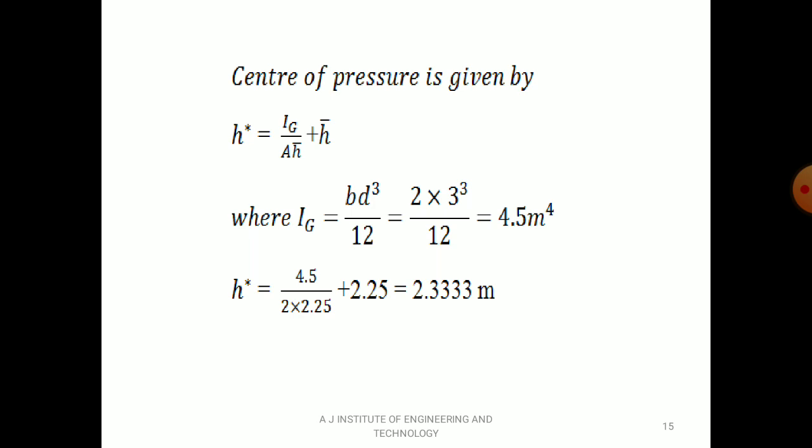So H star, by direct substitution in the formula, is Ig divided by A into H bar, plus H bar. So H star equal to 4.5 divided by 2 into 2.25 plus 2.25, that is equal to 2.33 meter. That's the position of center of pressure.